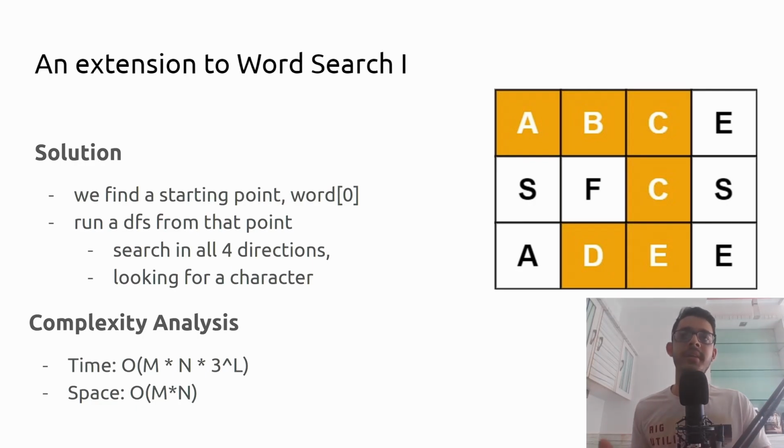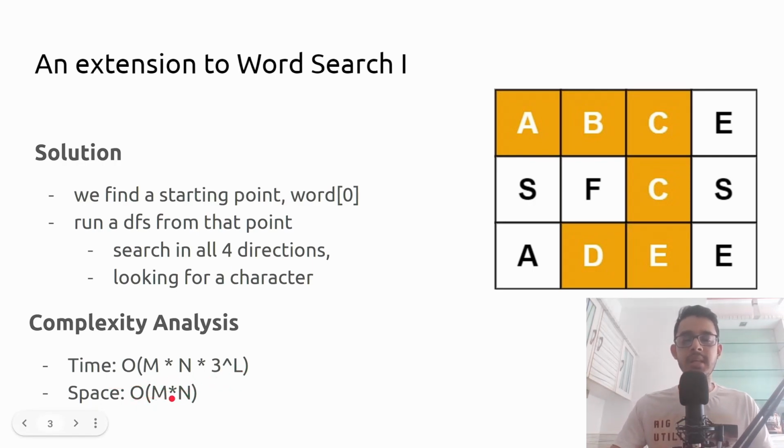I've already considered A, and I don't need to consider it again. So in fact, there are not 4 directions that we're checking at each point. There are just 3 directions we're checking at each point. And we're doing this for every single character inside of this word of length L. And this is why you see the time complexity as this.